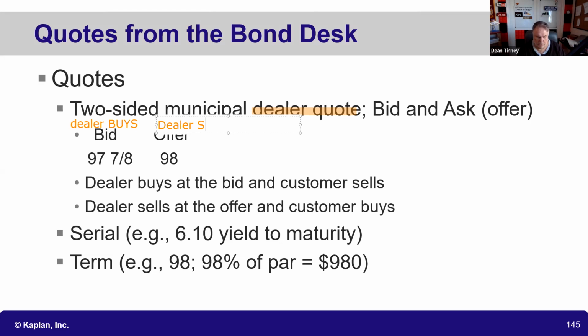And I say, what's your quote? And they say, Dean, our quote for that particular muni bond is 97 7/8, 98. The minimum spread I'm ever going to make as a dealer in municipal and corporate bonds is 1/8. That is the minimum spread. You should definitely know that munis and corporate bonds trade in 1/8, and they trade as a percentage of par.